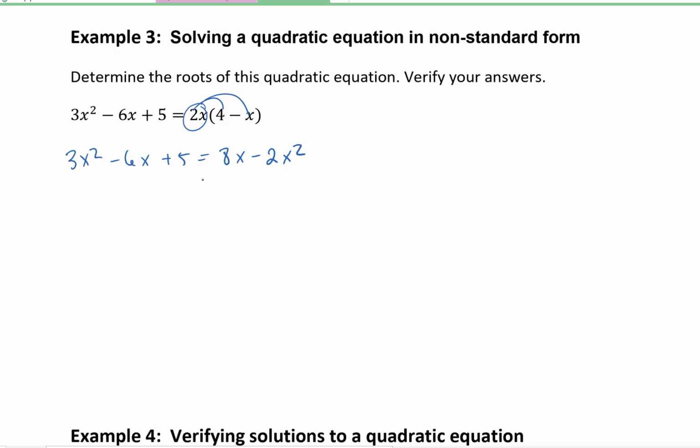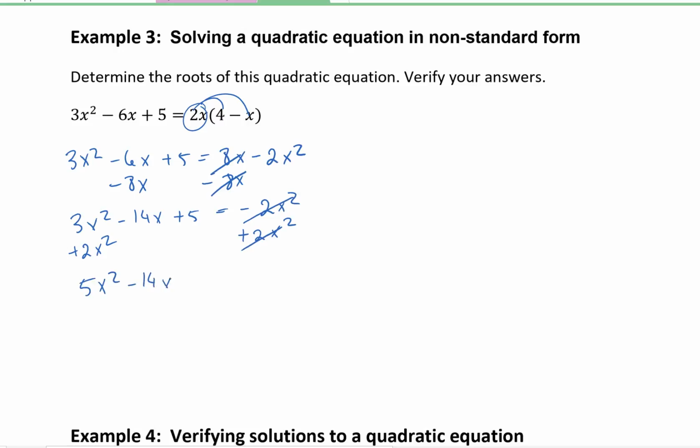Now let's move everything over, subtract the 8x to combine with my x stuff on the other side. I've got 3x squared minus 14x plus 5 is equal to negative 2x squared. In order to create a zero pair here, add 2x squared. So I've got 5x squared minus 14x plus 5 is equal to 0. And that's actually in our standard form right away. We don't have to rearrange that.